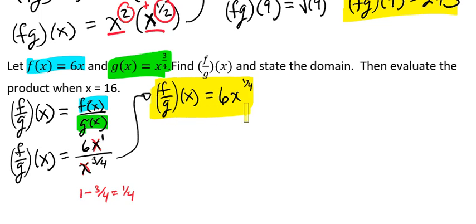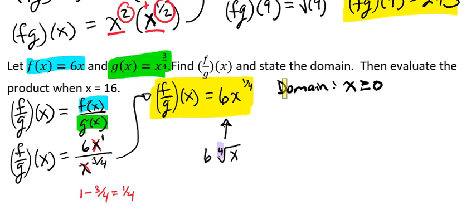Now, in order to state the domain, it might be helpful to rewrite this as a radical. So this can really be rewritten as 6 times the 4th root of x. So again, we have x inside of a radical, and we see that that's an even root that we'll be taking, which means the interior of our radical must be 0 or a positive number. So that tells us that our domain must be x has to be greater than or equal to 0. And now we're ready to evaluate.